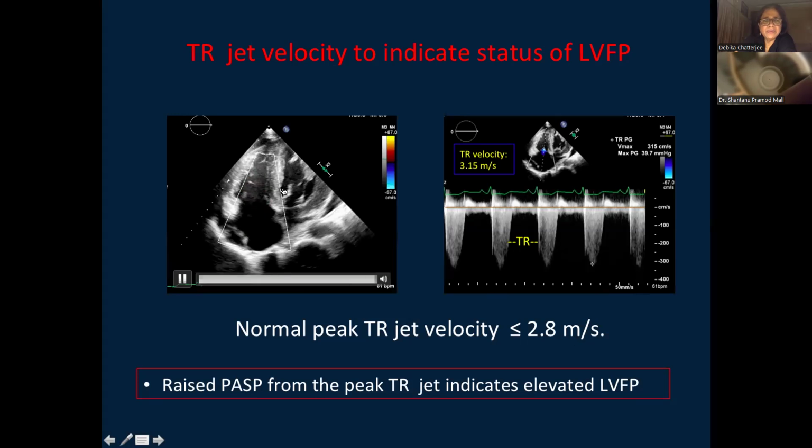But in this particular case, the velocity is 3.15 meter per second, which is high, which shows the patient is having pulmonary arterial hypertension, with a gradient of 40 millimeter of mercury of the TR jet. So the raised pulmonary arterial systolic pressure from the peak TR jet indicates that the patient is having elevated LV filling pressure.